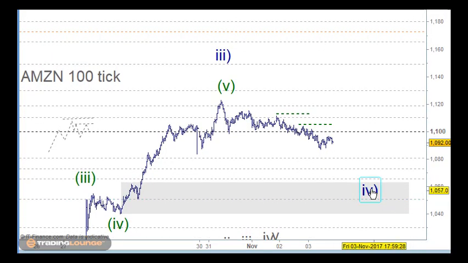So yes, wave 4 can come back to here. However, it might just bounce off the 8. This looks a bit corrective here, so we'll see. But look, as a trader, it doesn't matter.